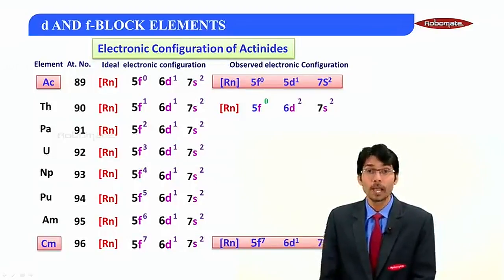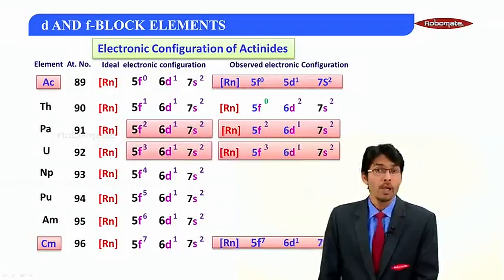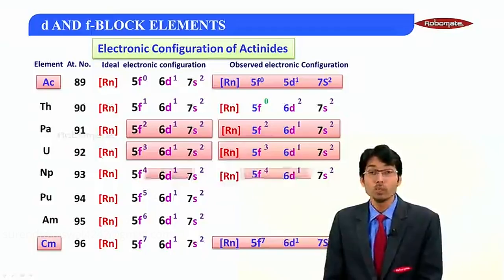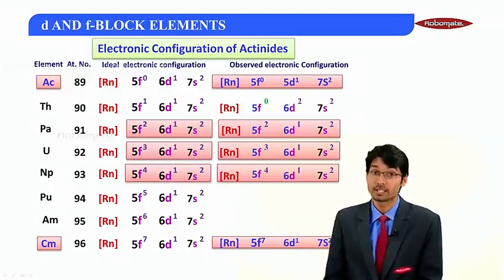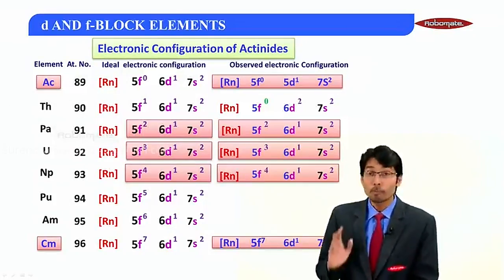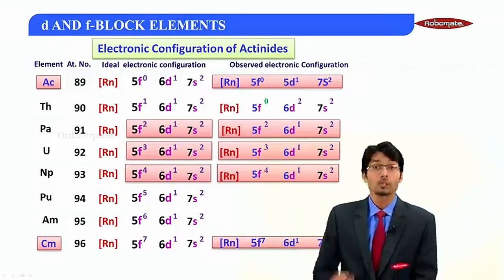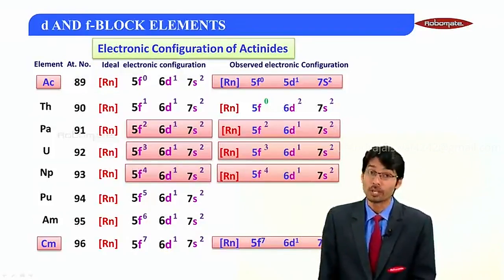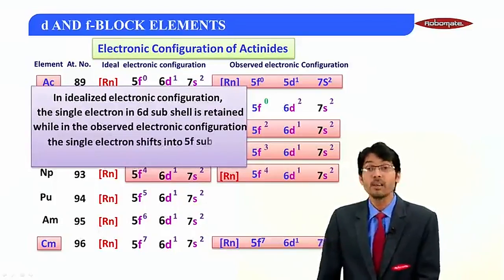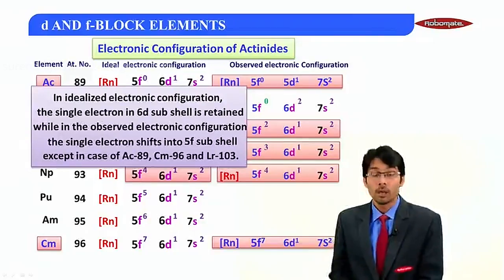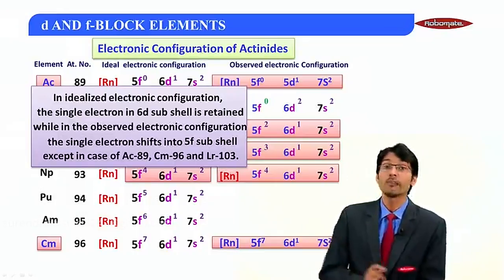But in some elements, for example protactinium, uranium and neptunium, there is no change in the configuration. This is due to the very small energy difference between the 5f and 6d orbitals. I am repeating again: in protactinium, uranium and neptunium, there is no change in the expected configuration, so their expected and observed configurations are the same. But in the expected or idealized configuration, the single electron in the 6d subshell is retained, whereas when writing the observed electronic configuration, the single electron shifts into the 5f subshell.